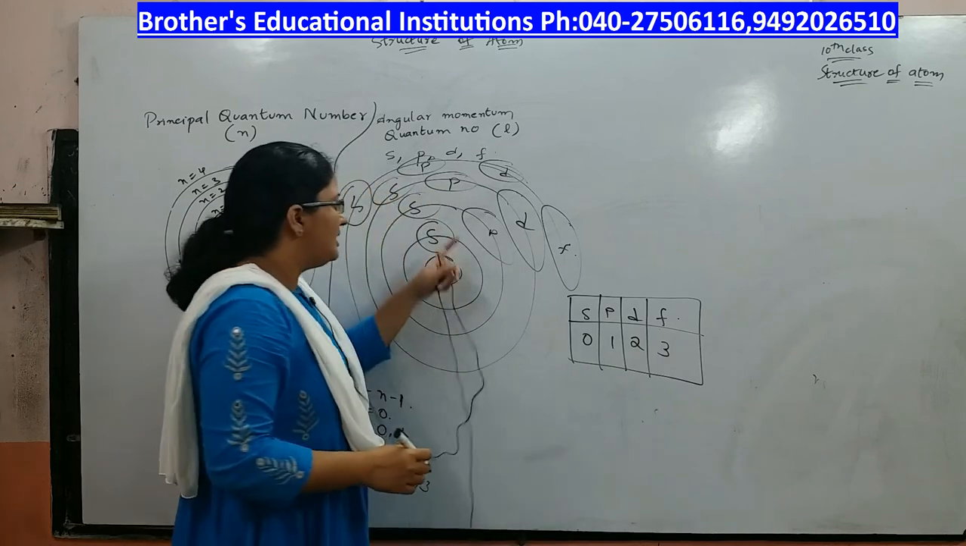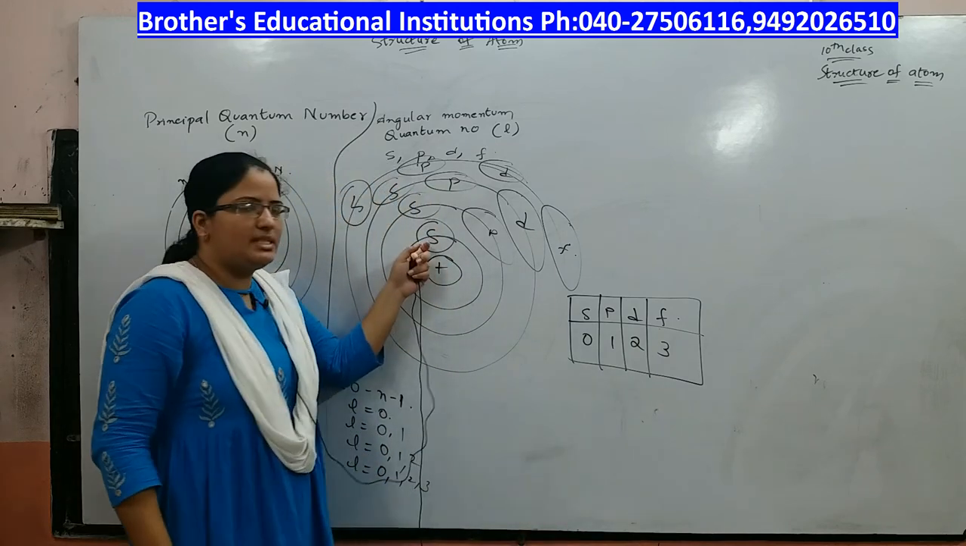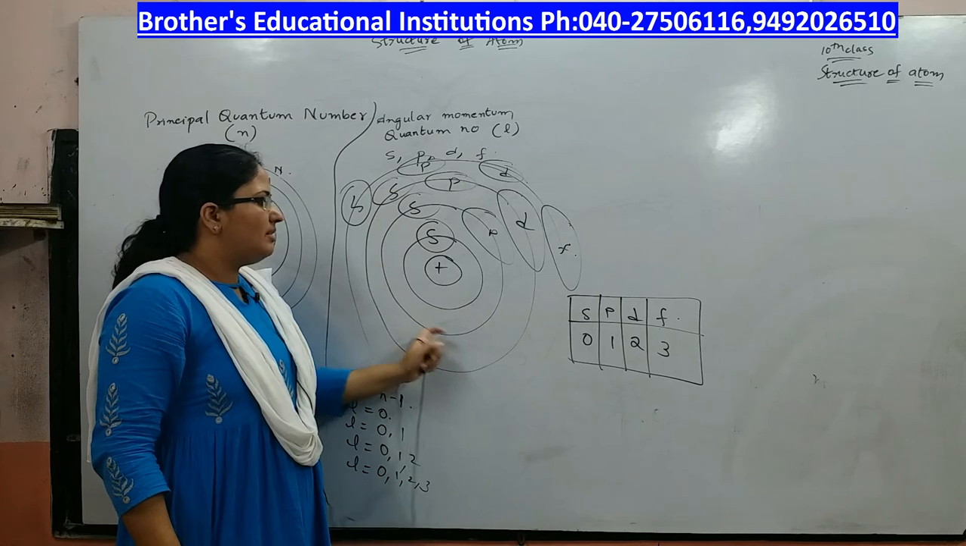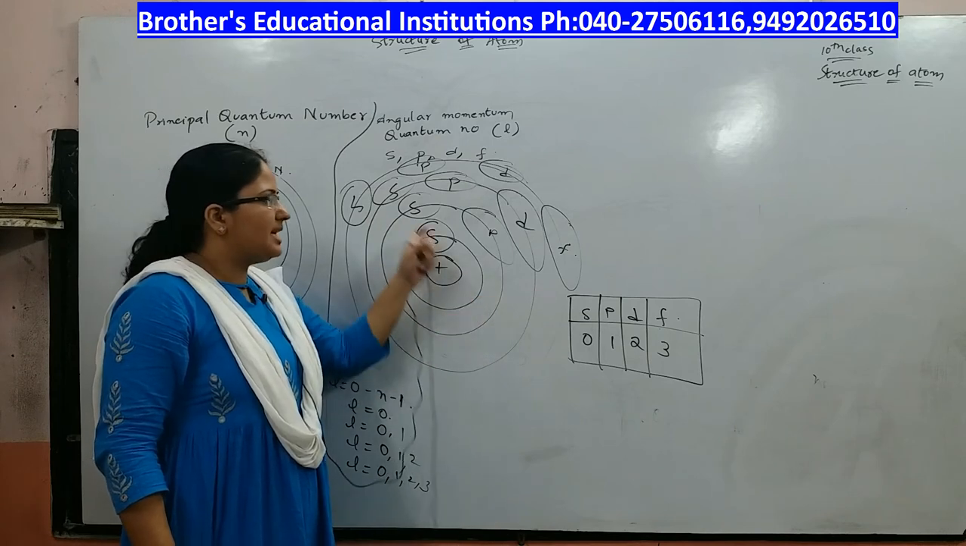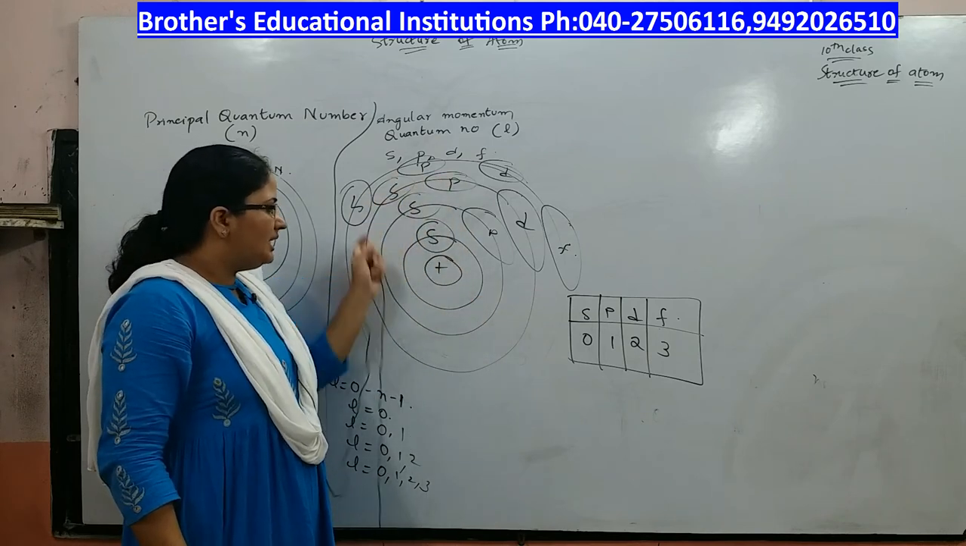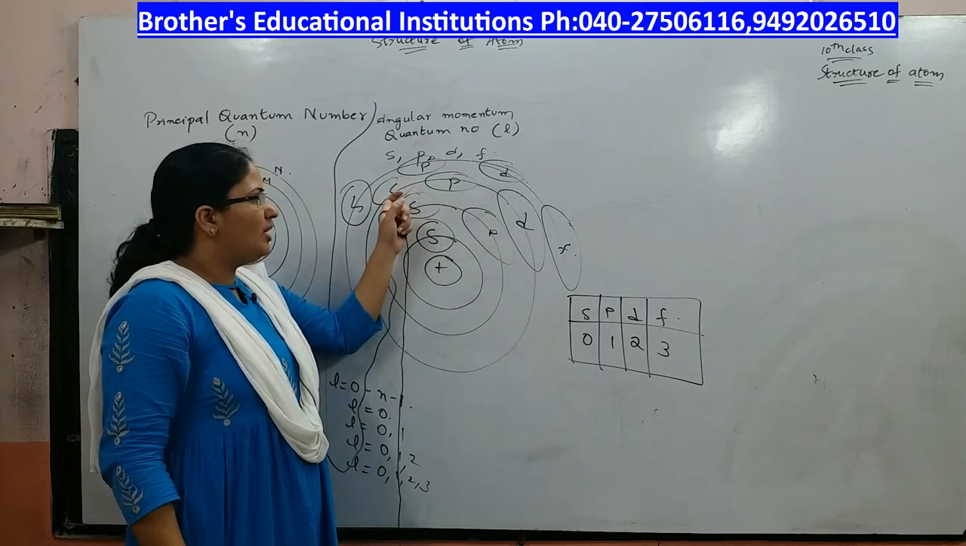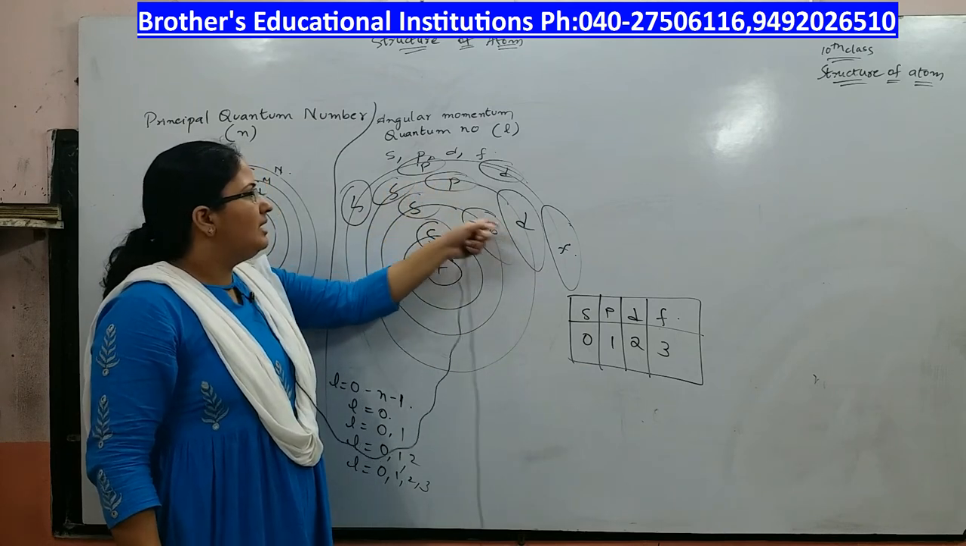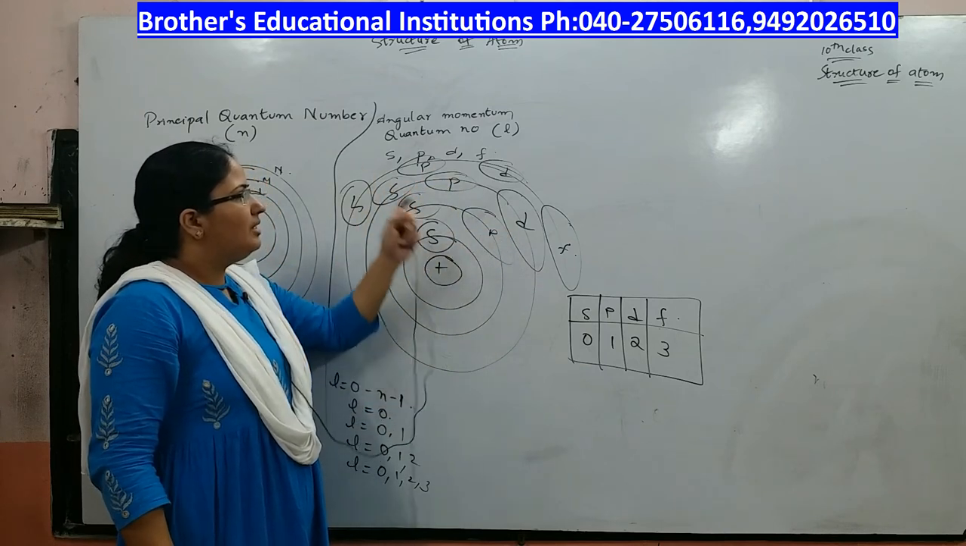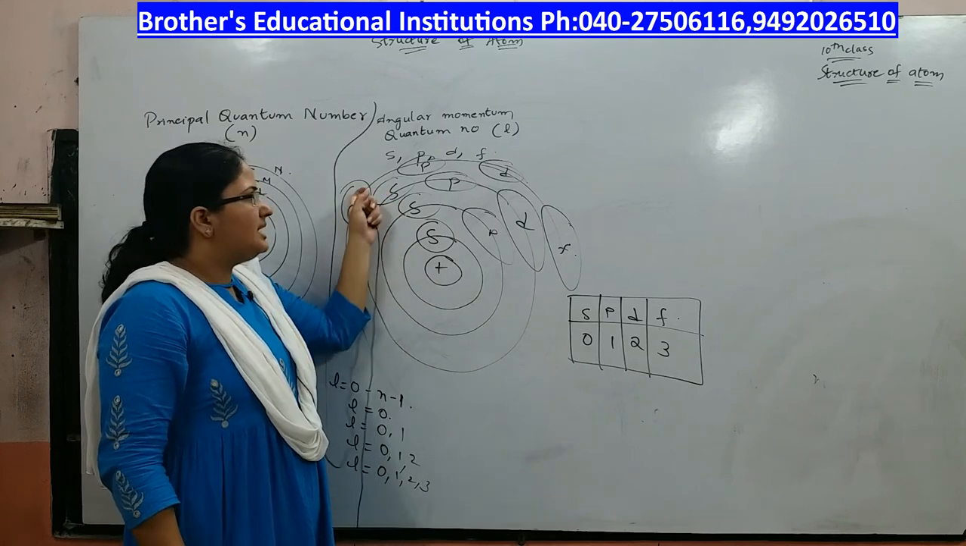That is, in the first shell you have only one subshell, that is S. In the second orbit you have two subshells S and P. In the third orbit you have three subshells S, P, D. In the fourth orbit you have 4 subshells S, P, D, F.